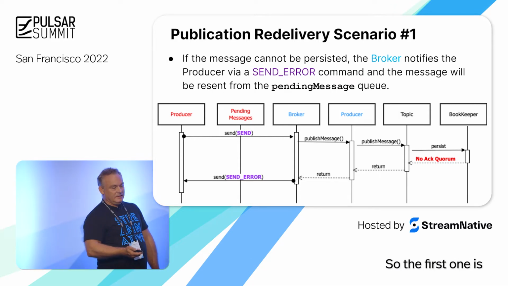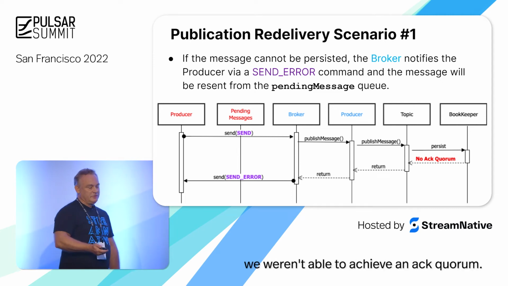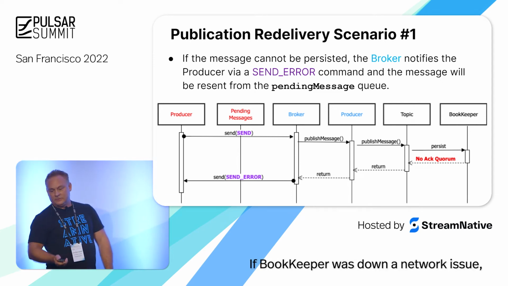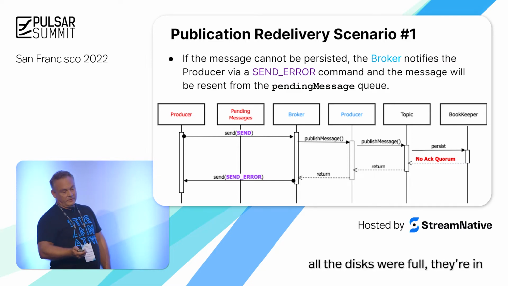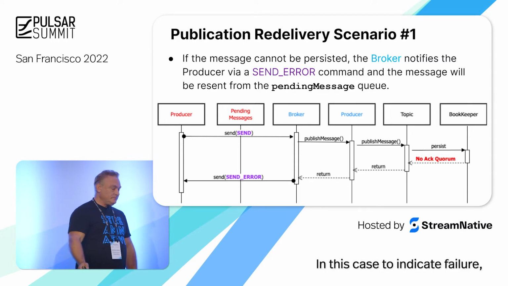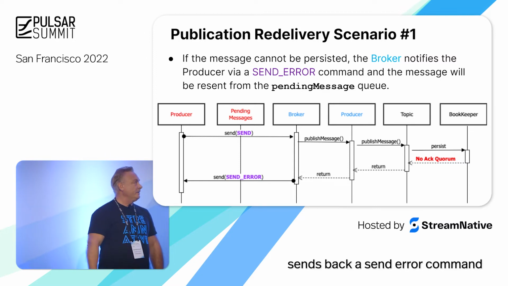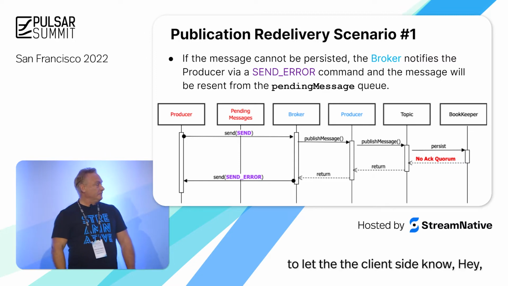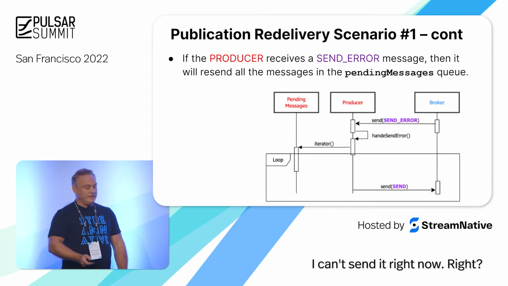So the first one is if the message cannot be persisted, right? In this scenario, for whatever reason, we weren't able to achieve an ACK quorum. BookKeeper was down, a network issue, something like that. Maybe all the BookKeeper disks were full, they're in read-only mode, something like that. In this case, to indicate failure, the producer on the broker side sends back a send error command to let the client side know, hey, something's going on with this particular message, and I can't send it right now, right?